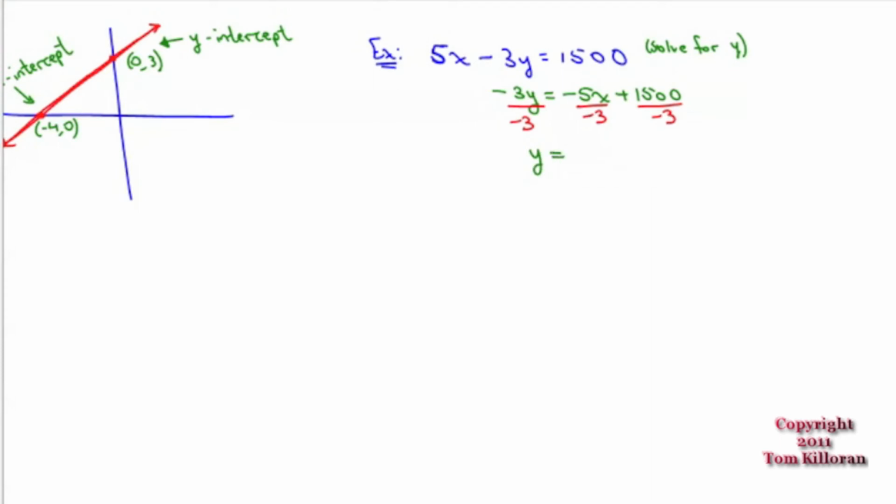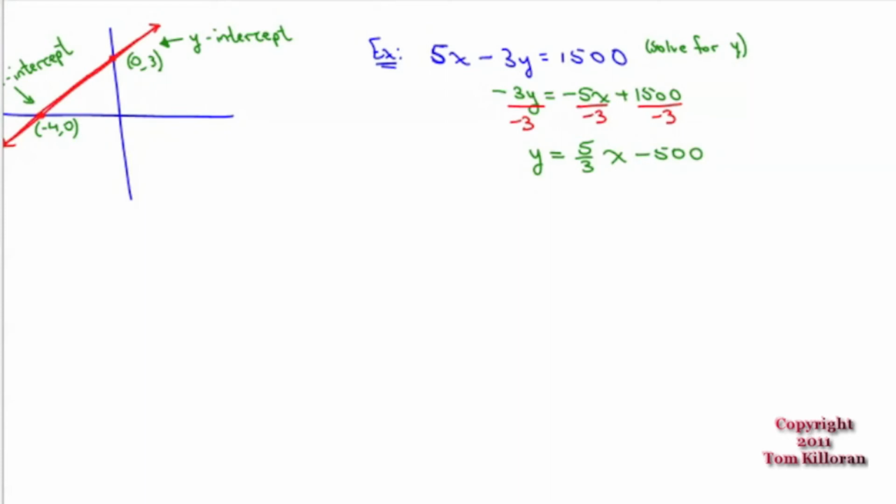Negative 5x divided by negative 3 is positive 5/3 x. Positive 1,500 divided by negative 3 is minus 500. Okay. Now, if I was going to do this with a table, it's set up perfectly fine. What kind of numbers would you choose again? No, not any. If you choose any, you start getting fractions and it gets messy. Look at the fraction. What's in the denominator? 3. So you want this number to be multiples of the denominator over here.